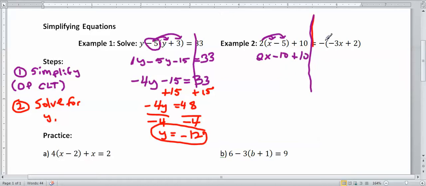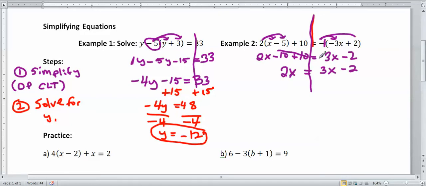Now, on this one, remember there's an implied 1 here, so when you distribute, I get negative 1 times negative 3, which is positive 3x. Negative 1 times positive 2 is negative 2. Make sure that it applies to both. The parentheses are gone. Keep simplifying until you can't anymore. So I get 2x minus 10 plus 10. Combine these two: negative 10 plus 10 is 0, so they drop out. I'm left with just 2x is equal to 3x minus 2. There's nothing left to simplify on this side. 3x and negative 2 you can't combine, because they don't have the same variable to the same power.